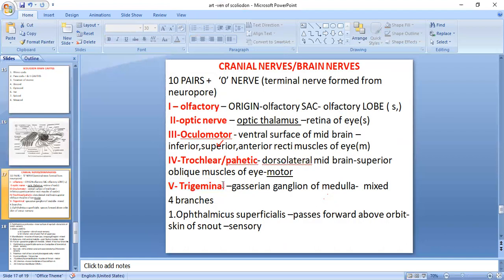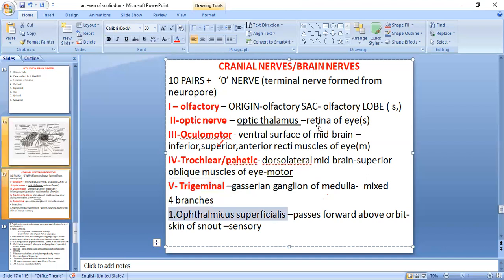Okay, so the fifth one is known as trigeminal. So it is originated from the visceral ganglion of the medulla. So it is mixed type. It contains four branches. The first one is ophthalmicus superficialis.